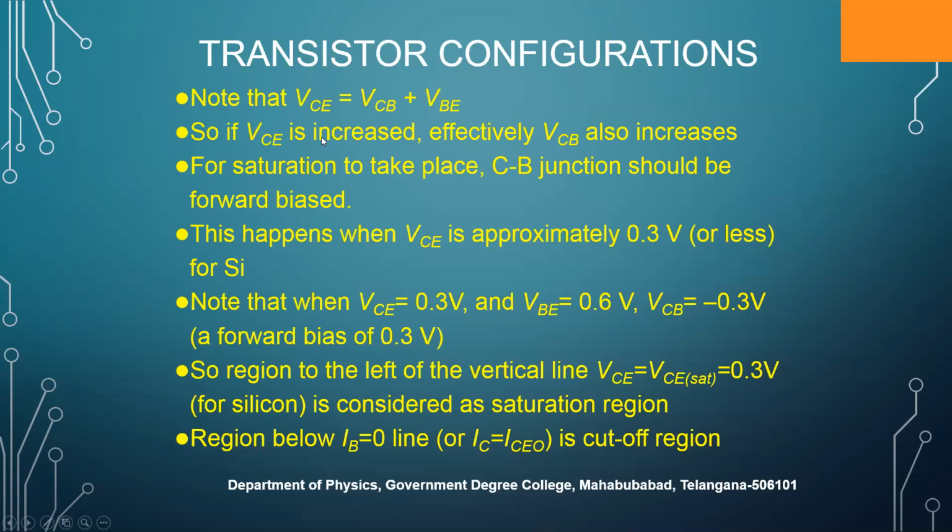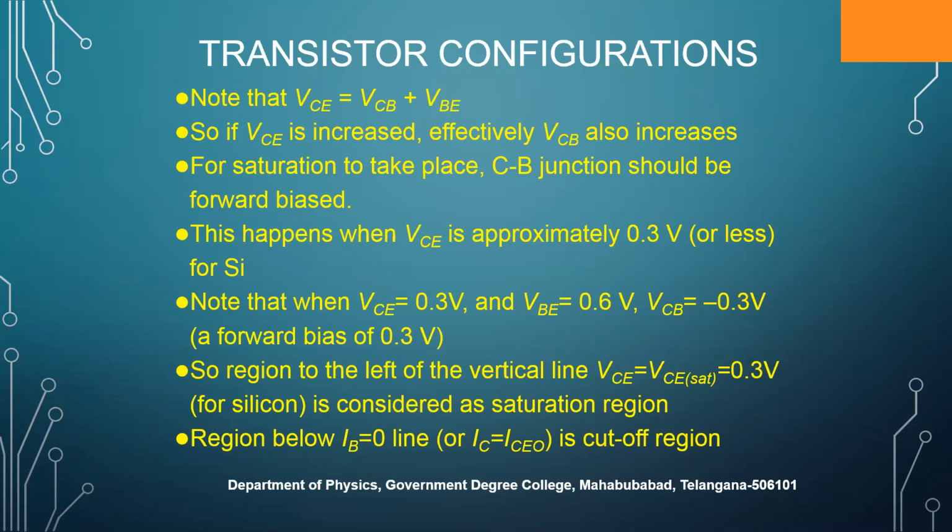So when VC is increased, effectively VCB also increases. For saturation to take place, the collector base junction should be forward biased. This happens when VC is approximately 0.3 volts or less for silicon. When VC is equal to 0.3 volts and VB is equal to 0.6 volts, VCB is equal to minus 0.3 volts, for forward bias of 0.3 volts.